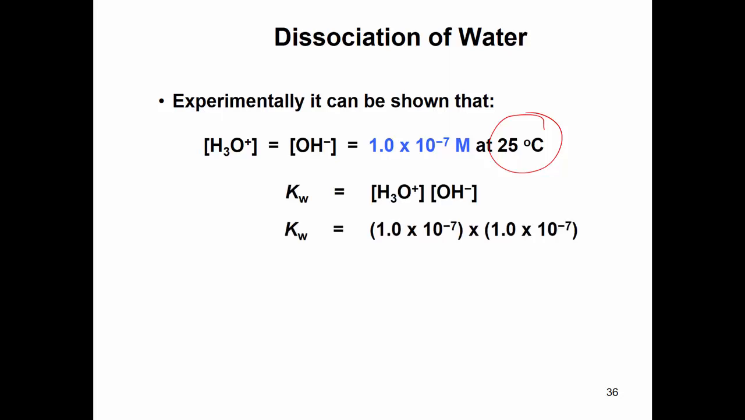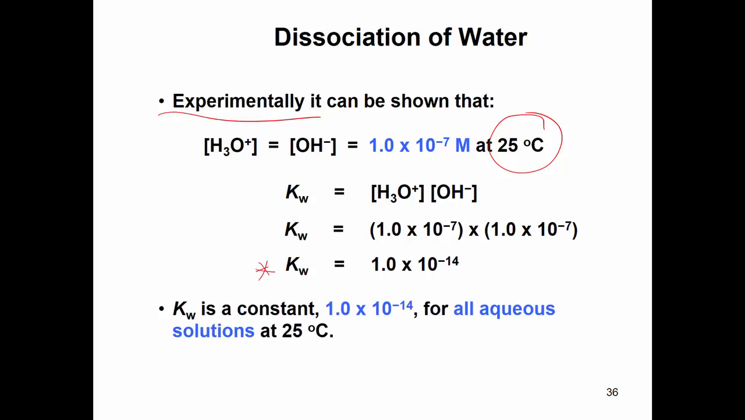So Kw, we can go further. If we plug that in, we know each of these is 1.0 times 10 to the negative 7 from experimentation. If we plug those in and multiply, we get Kw equals 1.0 times 10 to the negative 14. All right, so let's put that all together. Kw is a constant. It is equal to 1.0 times 10 to the negative 14 for all aqueous, in water, solutions at 25 degrees C.